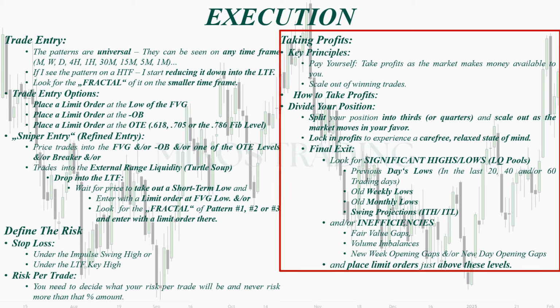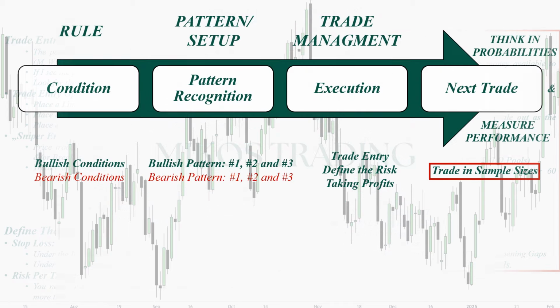Another way to determine my exit points is by using symmetrical price swing projections from intermediate term low to the intermediate term high. I place limit orders just above these levels to guarantee the fill. If I decide the risk is worth it and I enter the trade, I then proceed to the last stage.